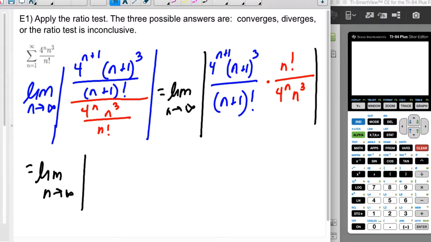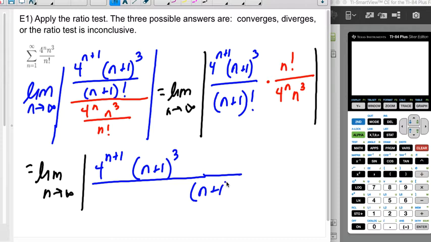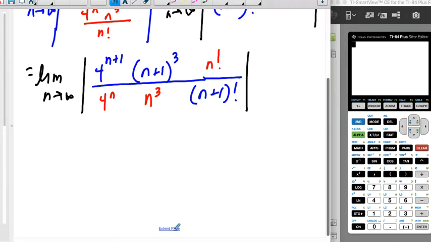So let's clean it up a little bit. I have this 4 to the n plus 1, I have an n plus 1 quantity cubed, and I have an n plus 1 factorial. I'm intentionally writing it in an order so that on the bottom I have a 4 to the n, and I'm going to line that up so I can see that it has a matching buddy. I've got an n cubed that goes with the n plus 1 quantity cubed, and I have an n factorial here. Okay, so let's see what happens if I clean this up.